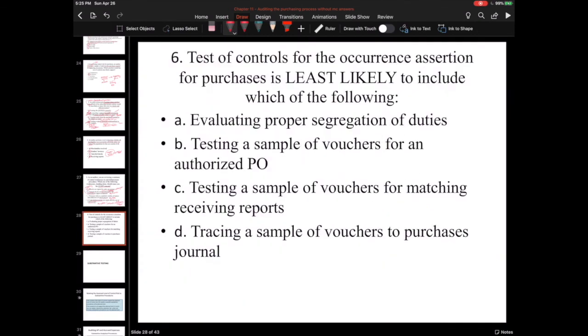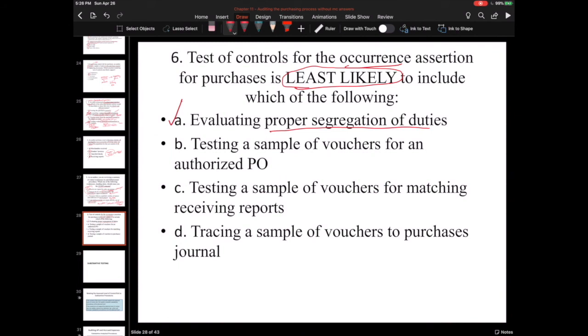Okay, last one here. 6, test of controls for the occurrence assertion for purchases is least likely to include which of the following? All right, so first is proper segregation of duties. So this seems like a solid bet for testing occurrence of purchases.